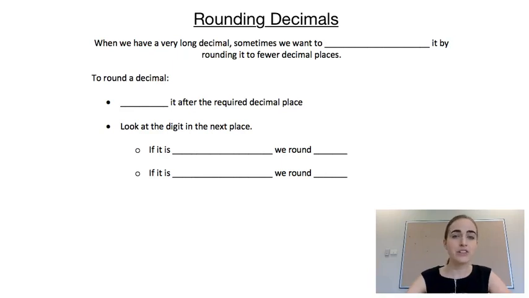In this video, I want to have a look at rounding decimals. So when we have a very long decimal, so a decimal with lots and lots of decimal places, sometimes we just want to approximate that number by rounding it off to fewer decimal places.